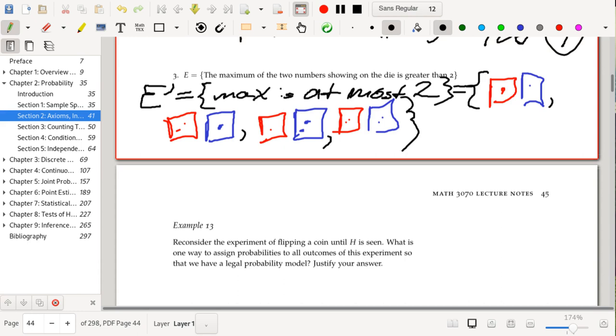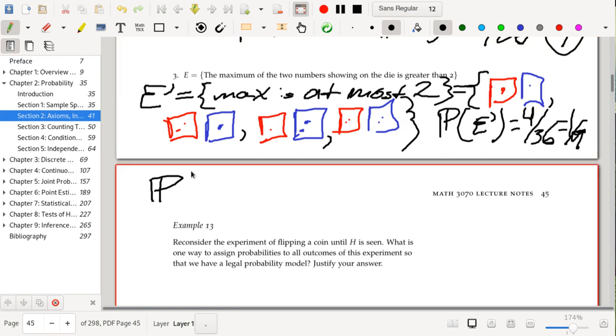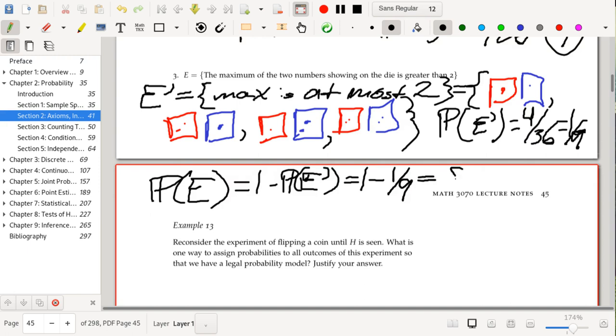So therefore, we have an event with 4 outcomes in it, and the probability of the complement of the event E is going to be the number of things in the complement of E, which is 4, divided by 36, which is equal to 1 over 9. All right, we're cooking, because now we can use one of those propositions that said that the probability of the complement of an event is 1 minus the probability of the event. So that means that the probability of E itself, which is what we actually want to compute, is going to be 1 minus the probability of E complement, because E is the complement of E complement. And that's going to be 1 minus 1 over 9, which is 8 over 9. There we go. We've solved it. And that's much easier than if we tried to do it directly.